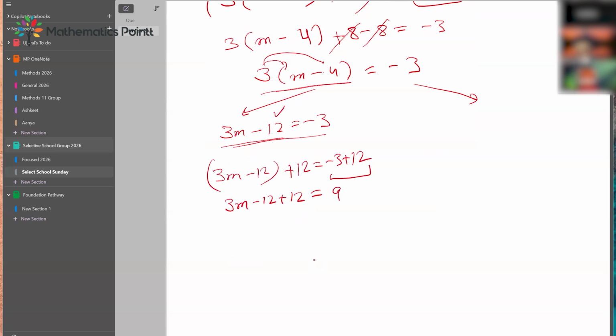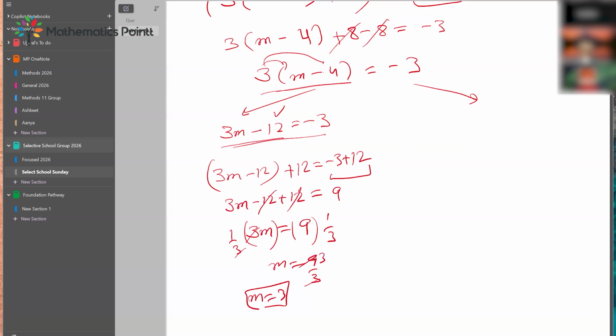This is positive 9. 12, 12 gone. 3m equals 9. And now I can get rid of the 3 by dividing by 3. Always ensure the brackets. And 3, 3 gone. 9 over 3. m is 3, because 3 times 3 is 9.